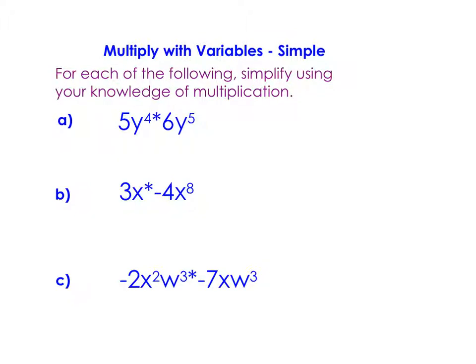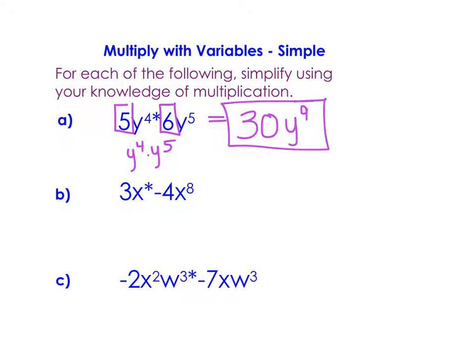So on this slide, we're going to just do a couple of simple ones to get this concept down. So remember, we're going to multiply these terms together by starting by multiplying the numerical pieces. So we have 5 times 6 here, which is a total of 30. And then from here, we have y to the 4th times y to the 5th. And remember, that's 4 y's being multiplied by 5 y's for a total of 9 y's being multiplied together. So this statement simplified becomes 30y to the power of 9.